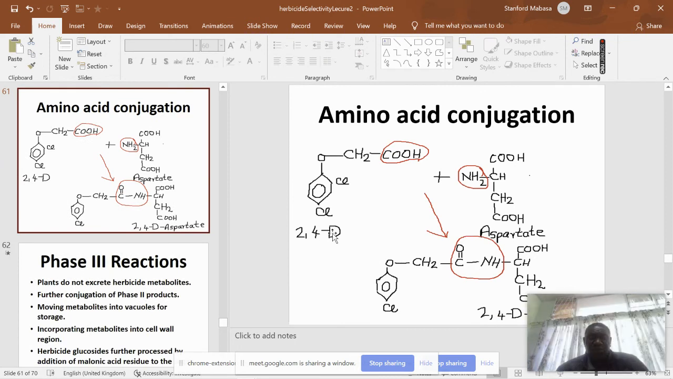We can have 2,4-D, which is an acid, being combined with the aspartate and form this complicated structure. So amino acids, especially aspartate, can clean up herbicides carrying COOH.